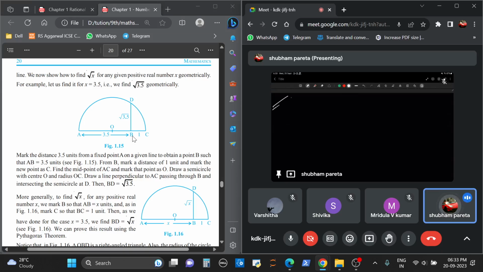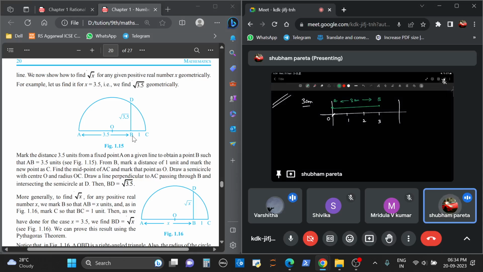For example, if I want to make a 3 centimeter line on a number line, usually what I'll do is 1, 2, 3. I put my pointer at 0 first of all, then I measure the line, 3 centimeter, and mark it as AB, and I simply say AB is equal to 3 centimeter. This is the general thing we are having over here.